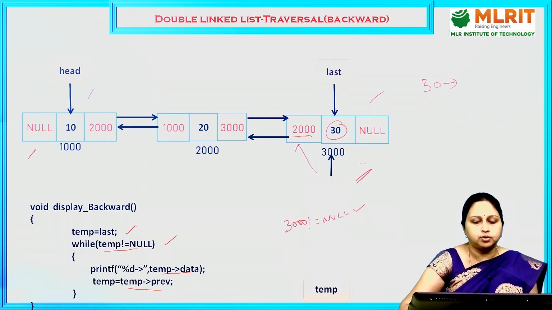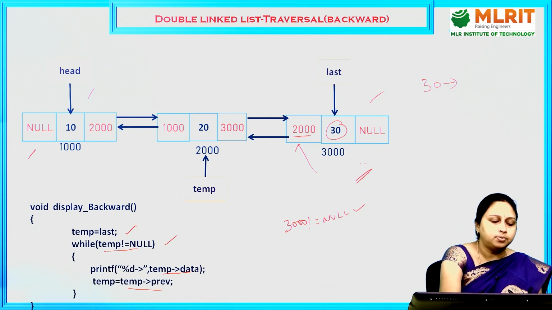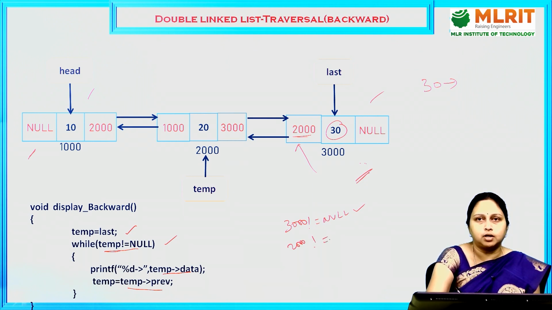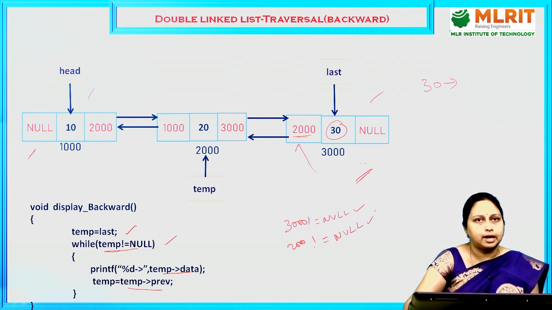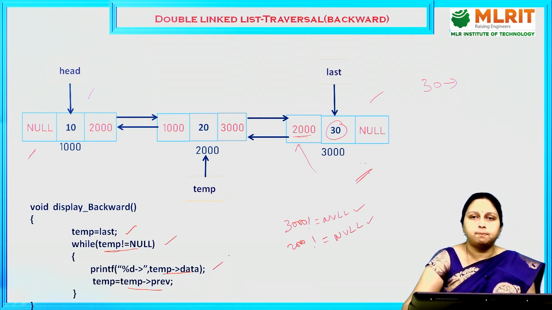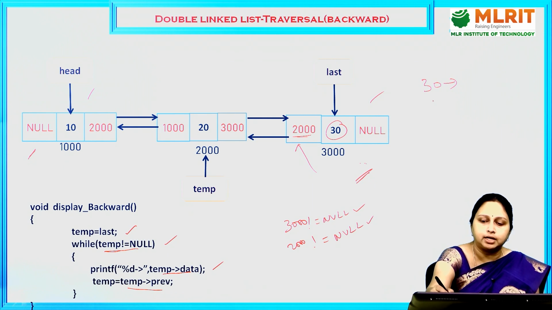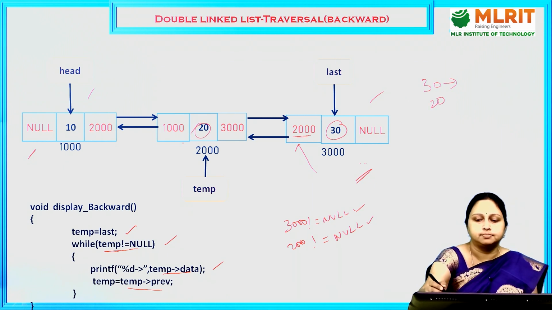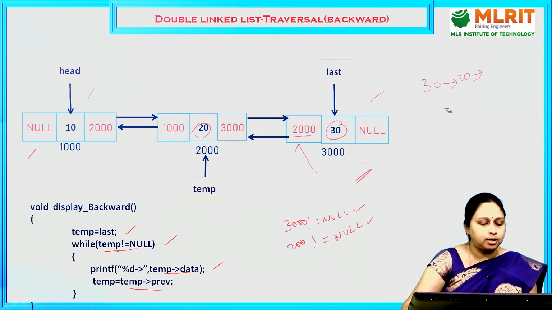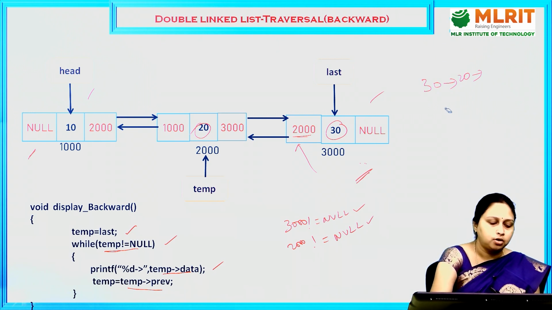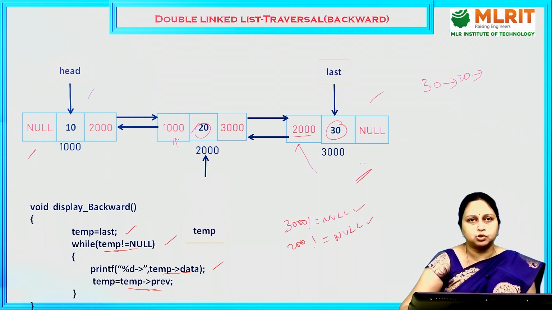Now temp will be moving to the next location. Now this is your temp value, right. Now again temp is going to be verified, that is 2000 not equal to null. Again the condition is true. Now you are going to print temp arrow data. What is your temp arrow data? That is 20. This 20 will be printed, right. After that, after printing 20, now temp should be moved to the previous location. Now previous location is nothing but 1000. It has to move to 1000, right.